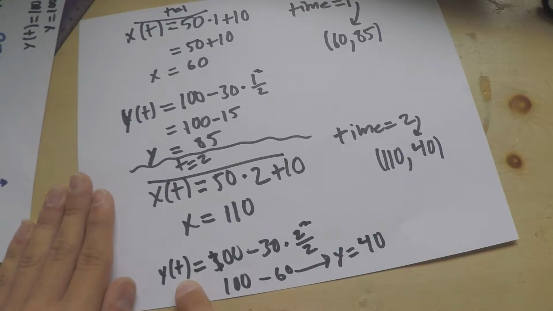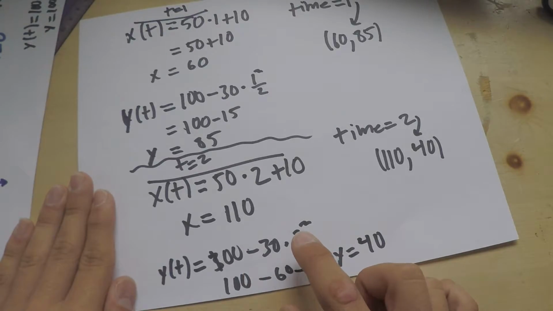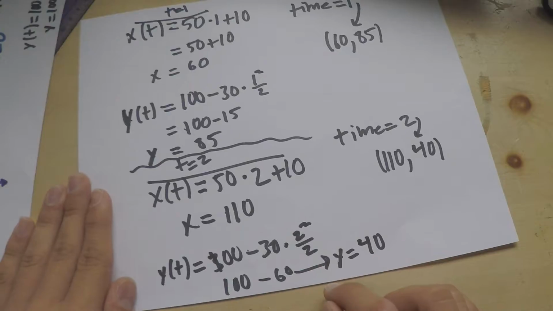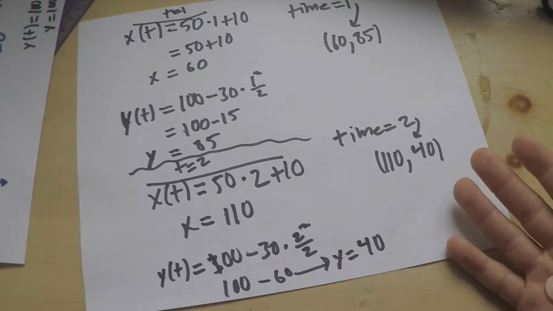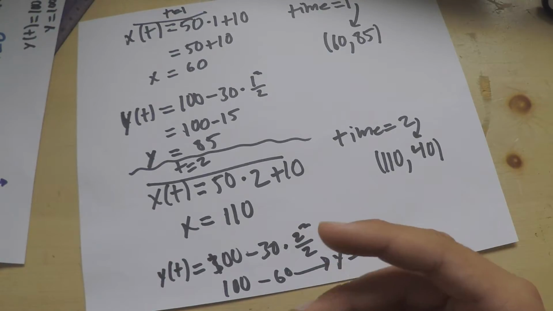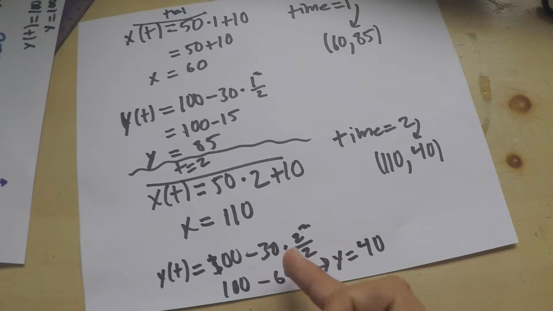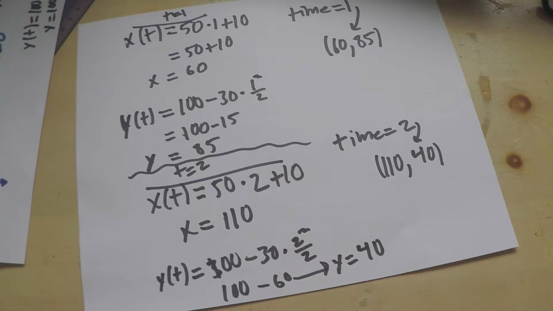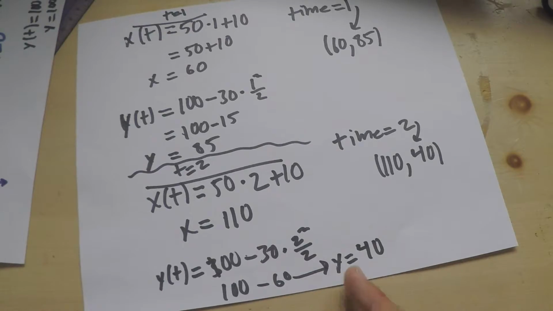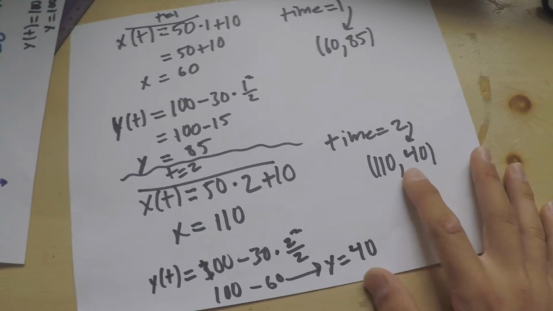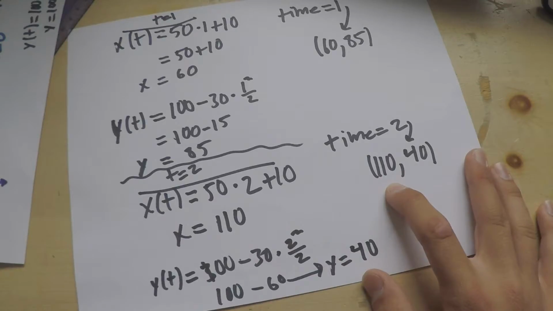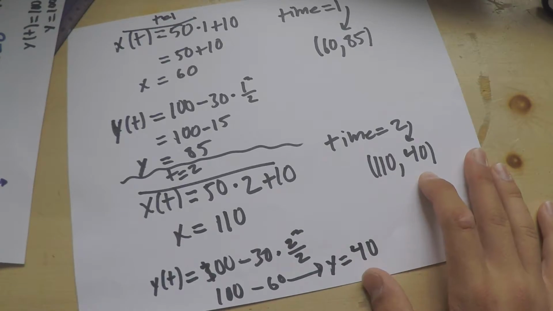Then for the y, y as a function of time equals 100 minus 30 times 2 squared divided by 2. And 2 squared is 4, then divided by 2 would be 2. So 30 times 2 equals 60. 100 minus 60 equals 40. So y equals 40. So at time equals 2, the coordinate would be 110 and 40.